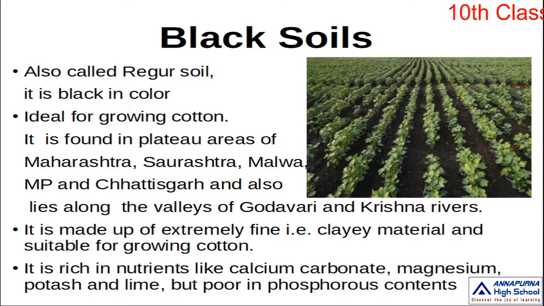And it is found particularly in the plateau areas of Maharashtra, Saurashtra, Malwa, Madhya Pradesh, Chhattisgarh, and also lies along the valleys of Godavari and Krishna rivers. So it is ideal mainly for cotton growth. It is made up of extremely fine, clayey material, and suitable for growing cotton. It is rich in nutrients like calcium carbonate, magnesium, potash, and lime, whereas it is poor in phosphorus contents. So my dear, that is the second important soil type, black soils.